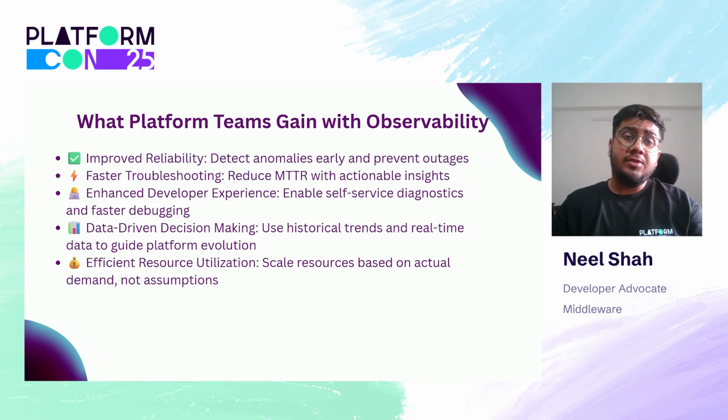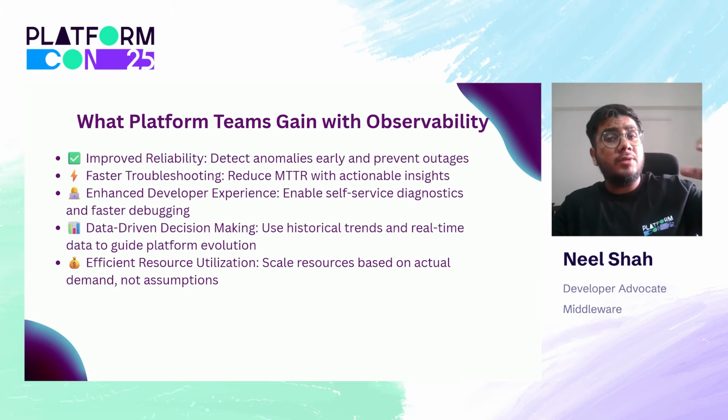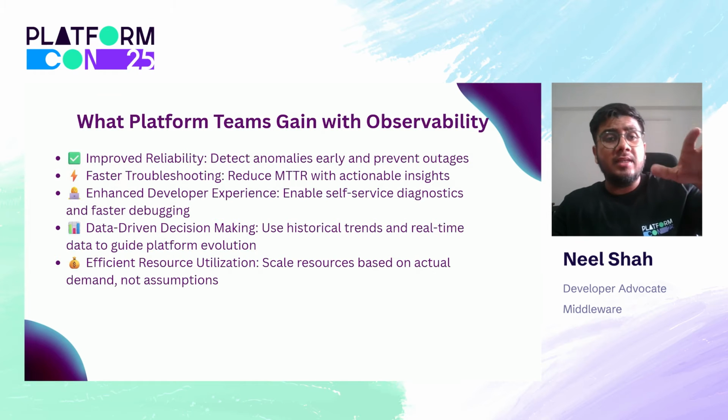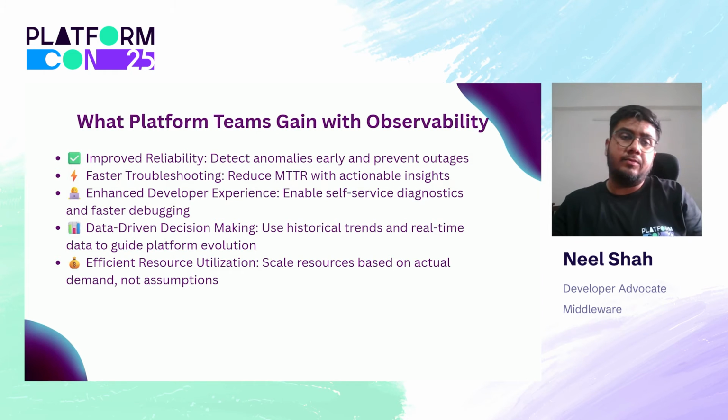And now, on what platform teams gain. So we discussed how observability is helping platform engineering. Now we'll see what platform teams actually gain with observability. It improves reliability. It detects anomalies earlier. We will also see what anomalies are. Anomalies are basically when it figures out patterns in your historical data and predicts if something is going to happen in the near future.